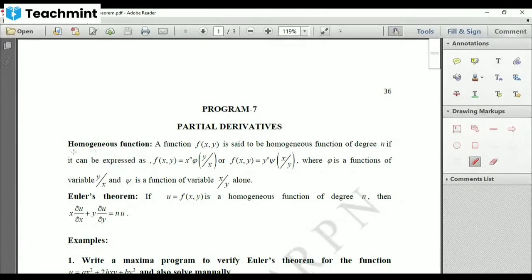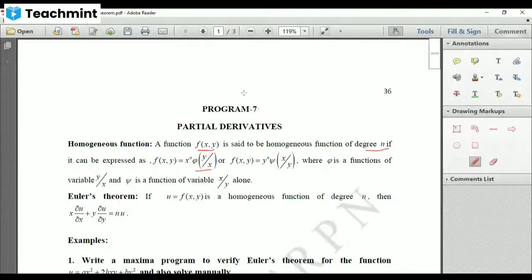We knew that a function f of xy is said to be a homogeneous function of degree n if that function f of xy can be expressed as x to the power of n into a function of y by x, or f of xy can be expressed as y to the power of n into a function of x by y. So you should note that you have to express this as a function of variable y by x or a function of x by y.